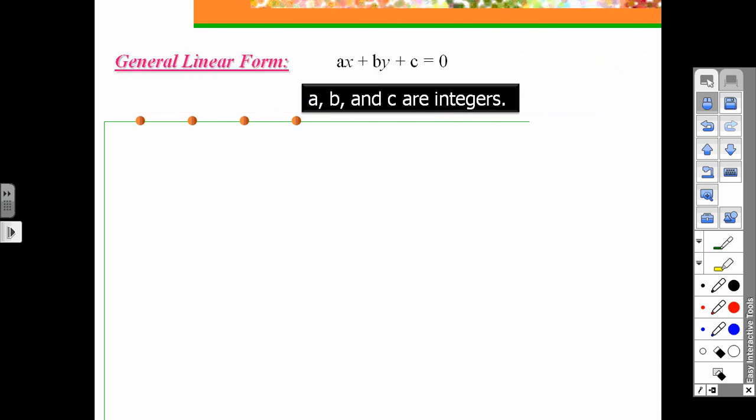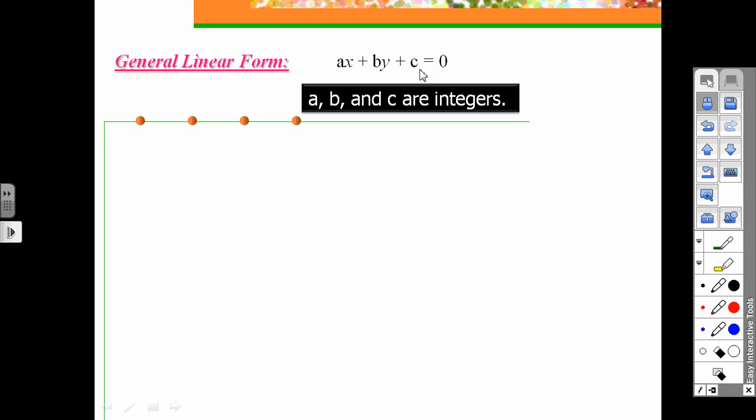We have another form of a line, which is called the general linear form. You're going to find that pretty much every equation has a general form to it. And this general linear form is ax plus by plus c is equal to 0. And all we know is that a, b, and c are going to be integers. They are not parameters. We're not going to look at them as parameters, which means things that you can look at to help you graph or give you vital information like slope or intercept. They're just the coefficients of x and y and then the constant.